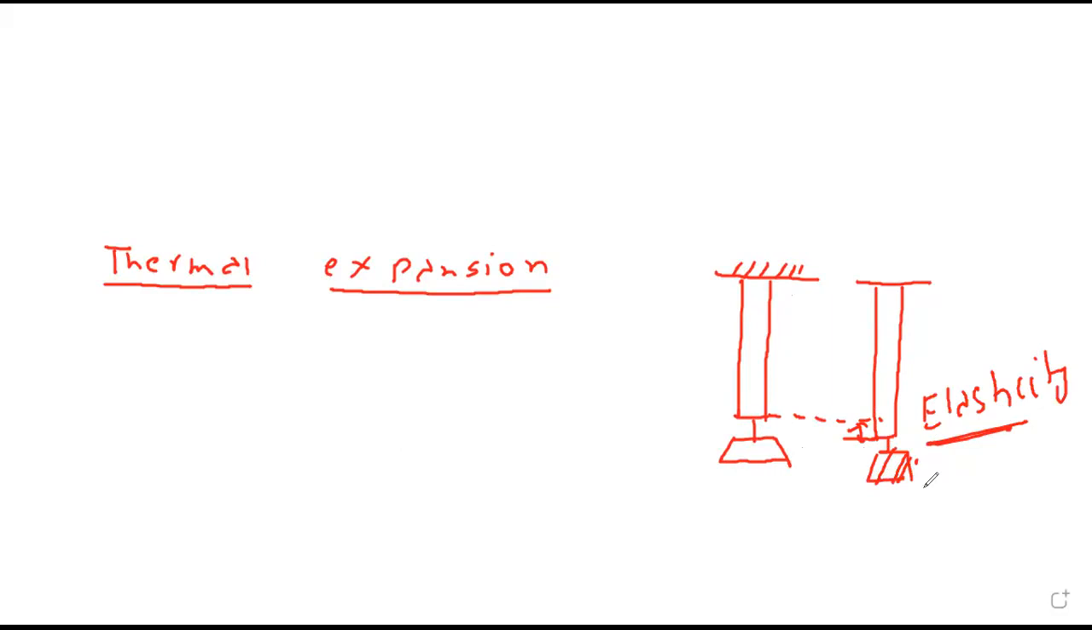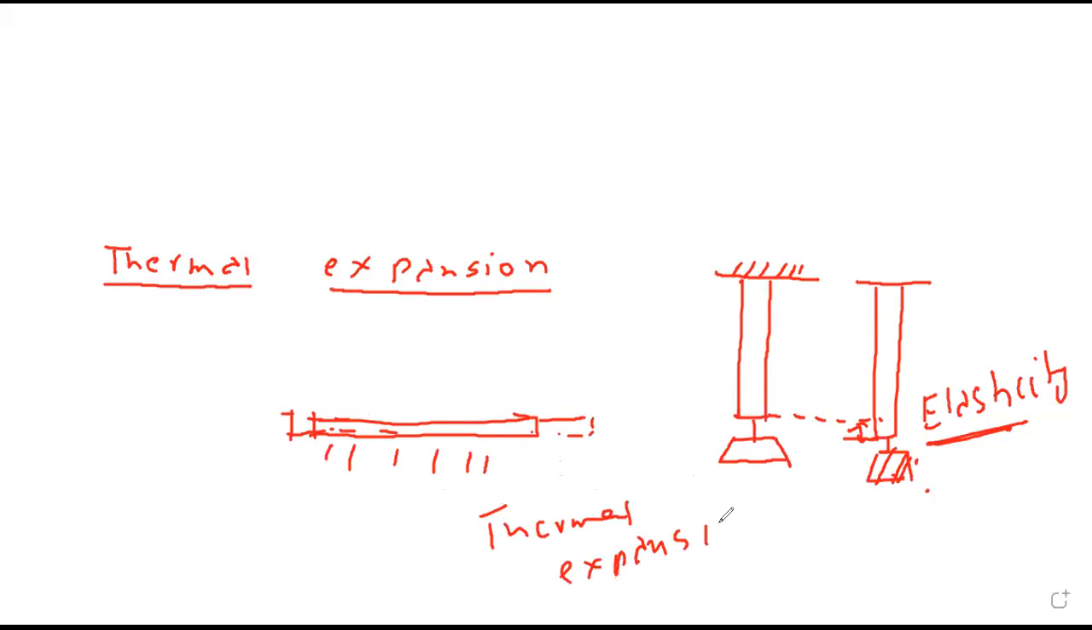So don't confuse yourself with the elongation of two different phenomena. One is by heating, the other is by pulling or applying force at the free end. If this is one body and I heat it, then due to the rise in temperature it will show expansion. That expansion is called thermal expansion. So what is thermal expansion? Increase in the dimension by increasing temperature is called thermal expansion.